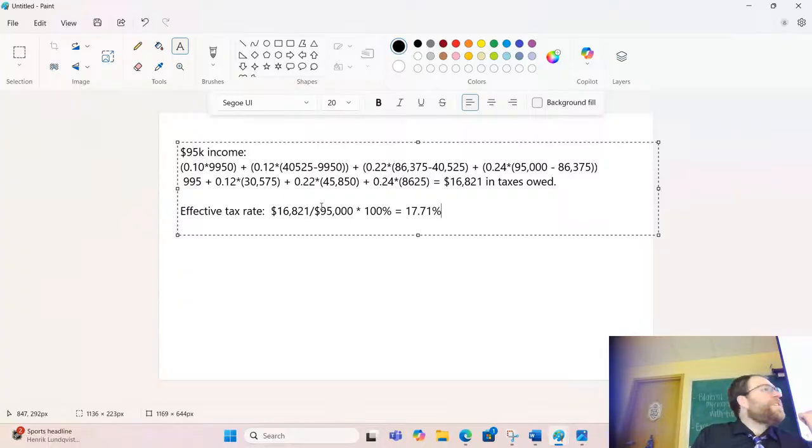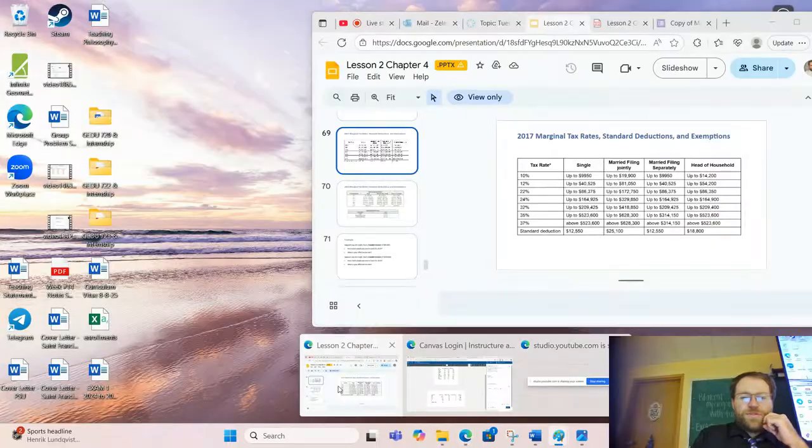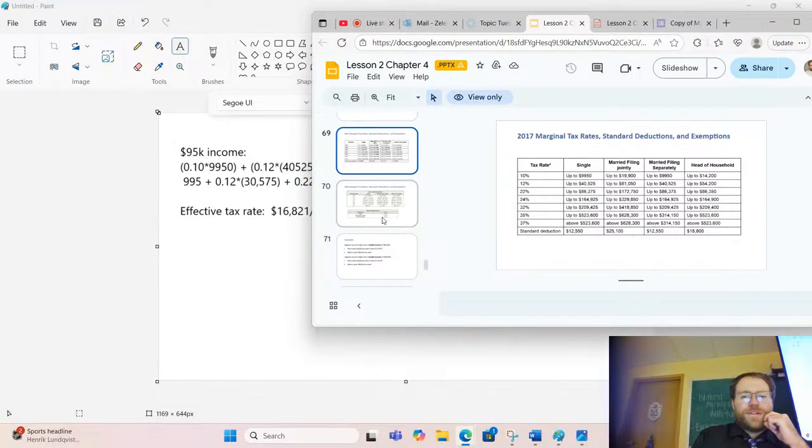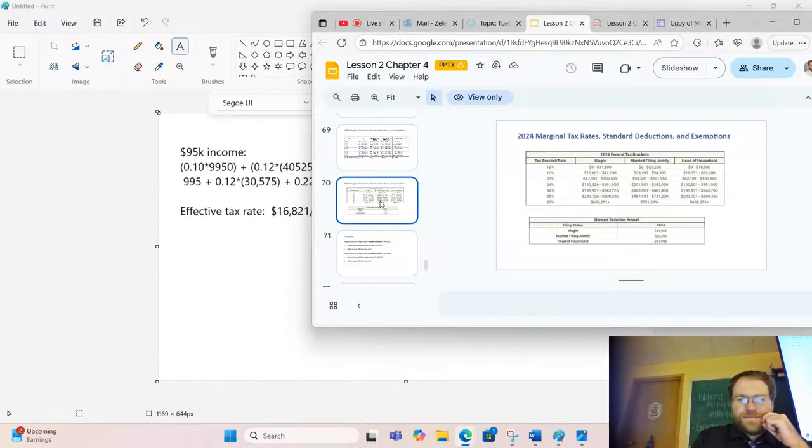Any questions on how that works though? With the tax brackets? Okay. Should we do the other one for 150, or do you think you get the idea there? I think one more. Okay, we can do that.